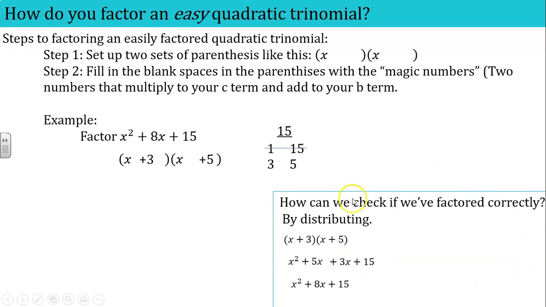All right, so this is totally extra. This is like if you have extra time on a test or you're being really careful on a homework assignment, you can double check your answers by foiling or distributing. Not crucial, just a double check. This would be your final answer. This is the factored form of this quadratic trinomial.